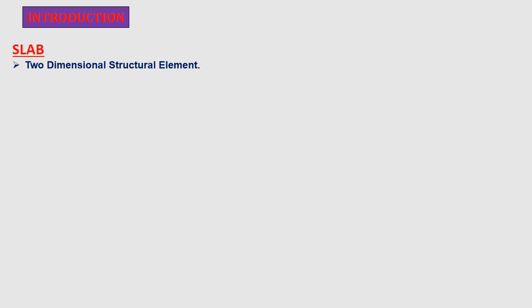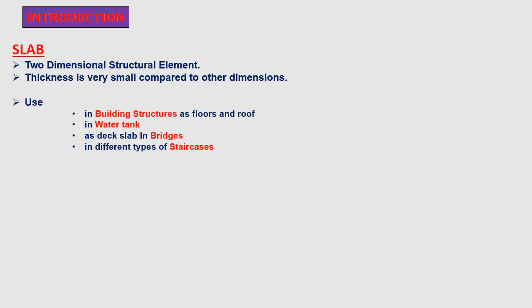Slab is a two-dimensional structural element because the thickness of the slab is very small compared to its length and breadth. There are different uses of slab. As you know, in building structures, slabs are used as floors and roofs. Also, they are used in water tanks. Slab is used as a deck slab in bridges, and also in different types of staircases, and there are so many other applications of slab.